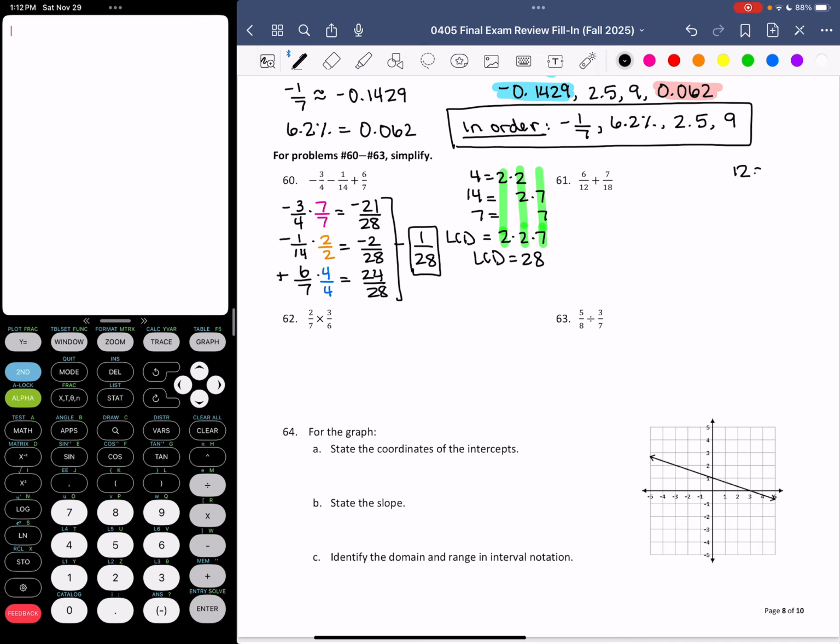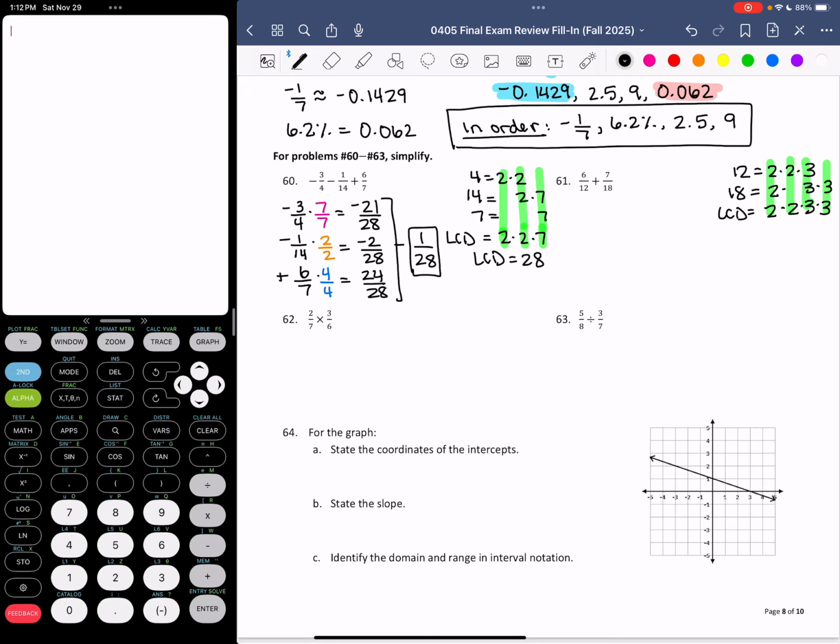So 12 is equal to 2 times 2 times 3, right? That's 4 times 3. And then 18 is equal to 2 times 3 times 3. And you'll notice that when I line them up, I make sure I always line them up with numbers that are the same. And if they don't have numbers that are the same, I put them in a separate column. So here I've got 2, 2, 3, and 3. So 2 times 2 times 3 times 3. This is going to be the LCD. So 4 times 9 is, what is that, 36?